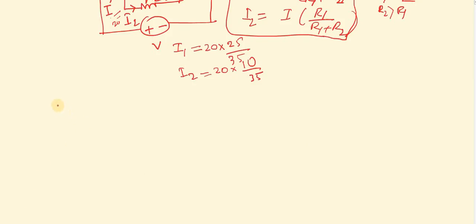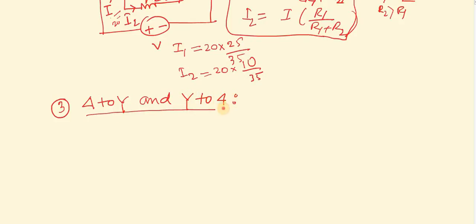Next, our next key point is transformation, delta to star or star to delta conversion, delta to star or Y conversion and Y to delta conversion. Now say this is our delta network.